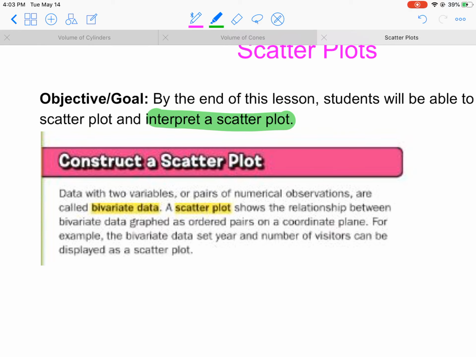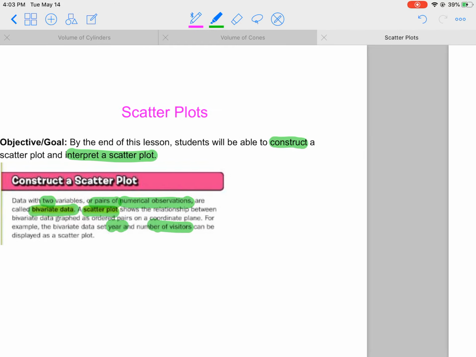We've talked about it when we've done Map Mondays and review, but it's data with two variables, or pairs of numerical observations. That's called bivariate data, which is the title of our unit. A scatter plot shows the relationship between the bivariate data graphed as ordered pairs on a coordinate plane. For example, the bivariate data set year and number of visitors can be displayed as a scatter plot.